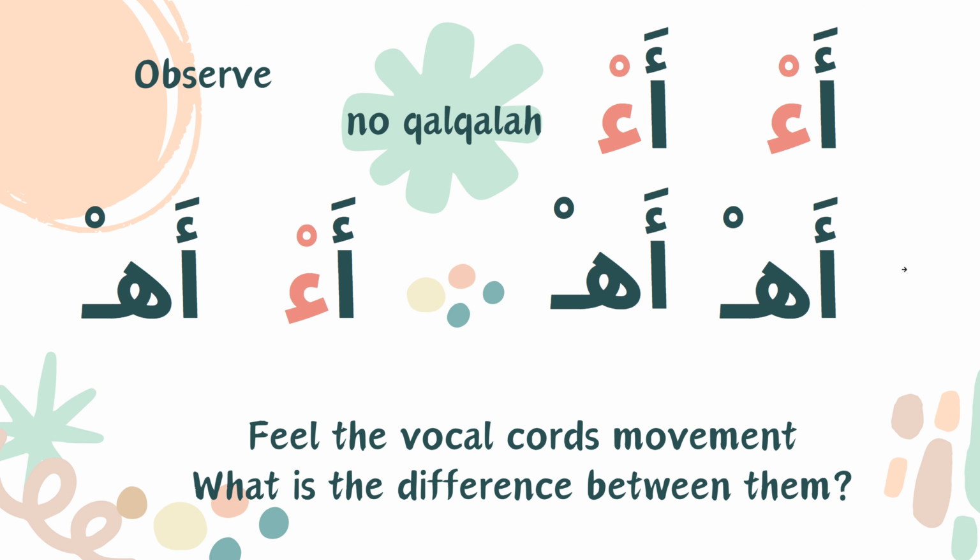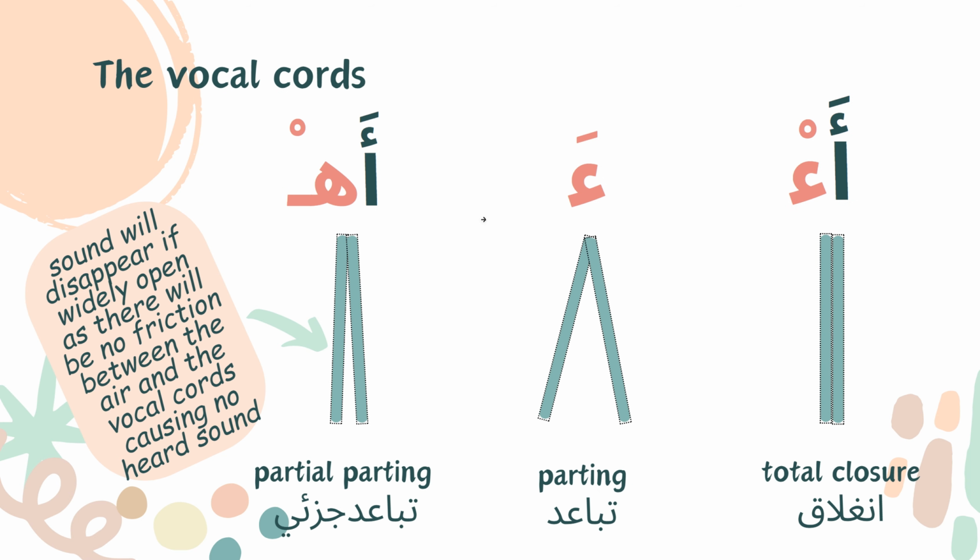Now the Hamza is a hard letter. The Hamza is one of the al-huruf al-shadida. This means that the vocal cords close totally. They prevent any flow of the sound, nor the air. The vocal cords close totally, like here. See here? They totally close. It's a total closure and preventing anything to pass through.